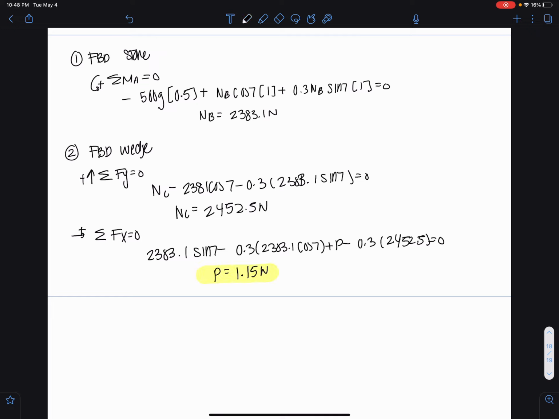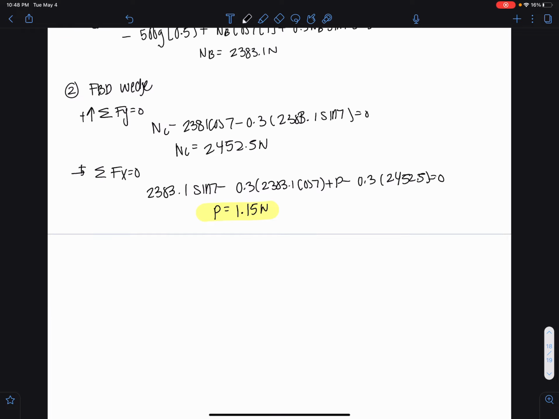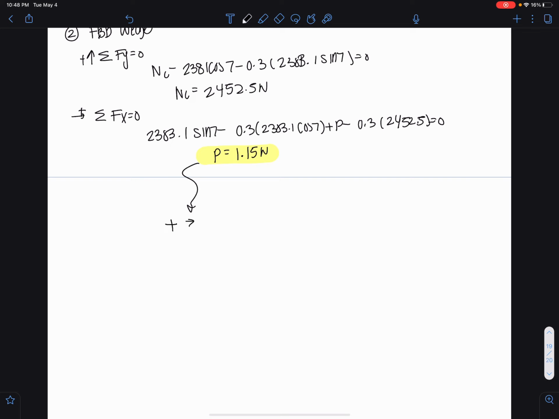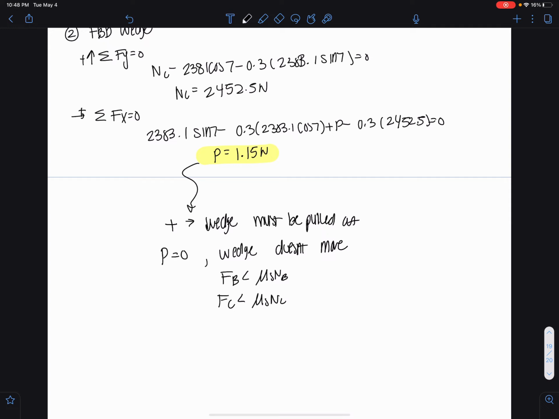Okay. So P is positive, so the wedge must be pulled out. Okay, since P is positive, if P was 0, then the wedge remains in place, right? This is self-locking. And the frictional forces at B and C would satisfy basically FB is less than mu S NB and FC is less than mu S NC. That's only if it were 0. But since it's positive, then the wedge has to be pulled out. Okay, so that is our final answer. And this is the last example of this topic slide.